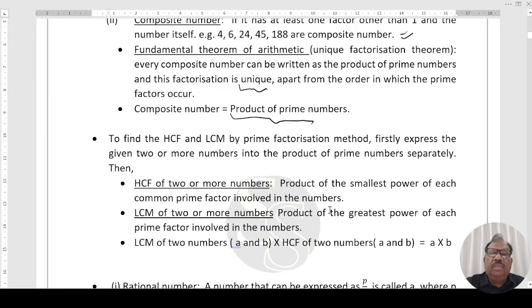HCF, LCM. The HCF of two or more numbers is the product of the smallest power of each common prime factor involved in the numbers. The LCM of two or more numbers is the product of the greatest powers of each prime factor involved in the numbers. The LCM of two numbers A and B times the HCF of two numbers A and B is equal to A into B, right?